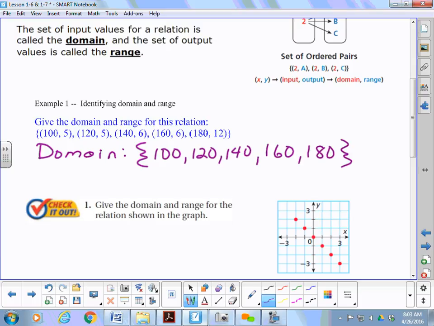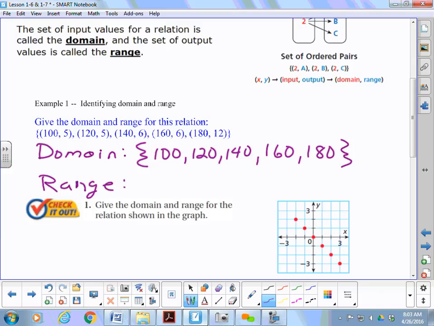Now, I know that lots of people struggle with making the braces. Sometimes mine don't look all that special either, so just do the best you can with them. Basically, it's a little squiggle sometimes. So the range is our y values.